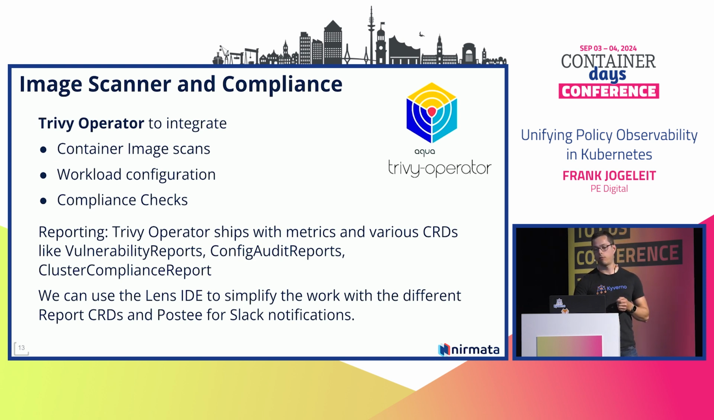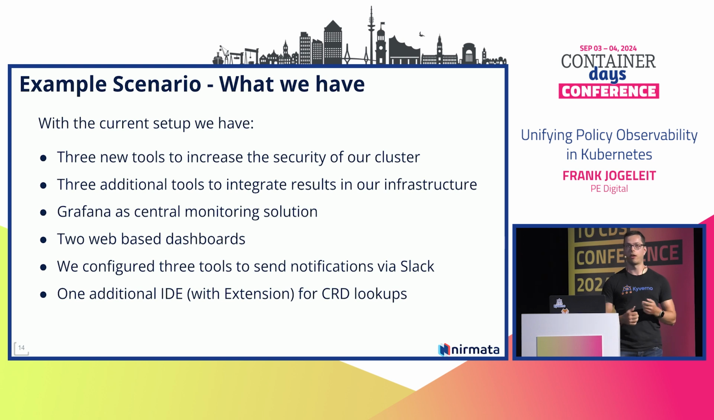small setup in mind, let's take a look at what we now have. So we have 3 tools for the different kinds of security we want to increase. We have 3 additional tools for integrating in our infrastructure. We can use Grafana as one potential tool for centralized monitoring. We have 2 web-based dashboards, and we need to configure these 3 additional tools to get our Slack notifications. And on top, we have a new IDE, Lens, with the extension for the easier CRD lookup. So that's a lot to set up and a lot to configure.